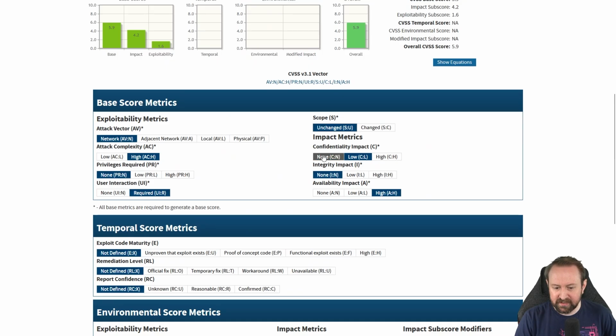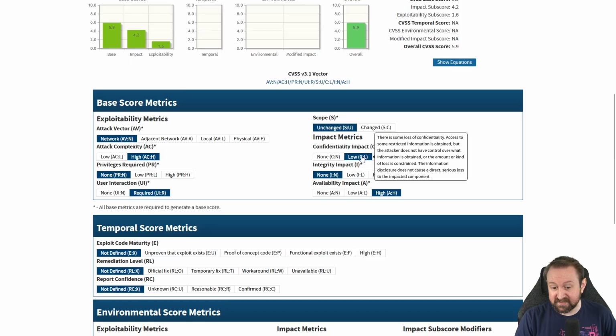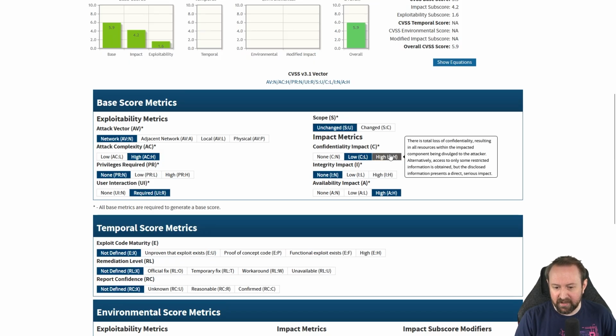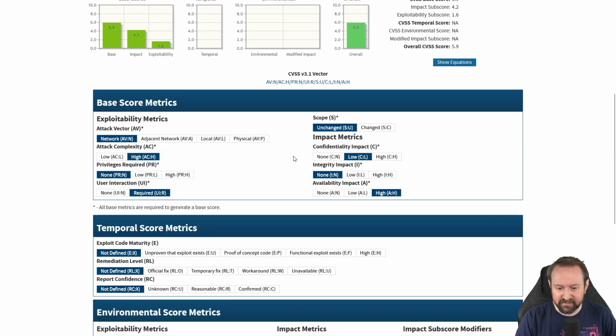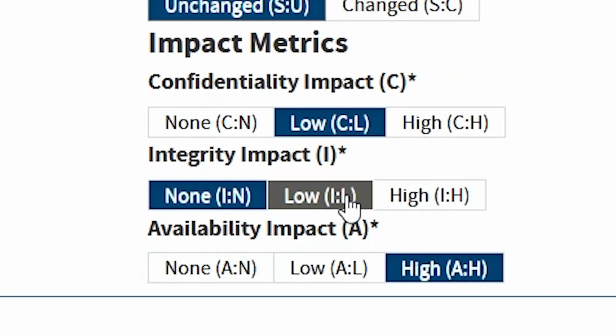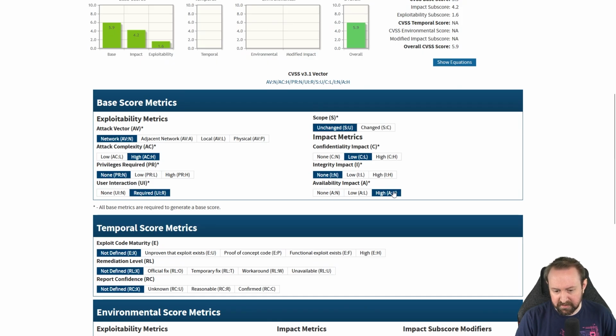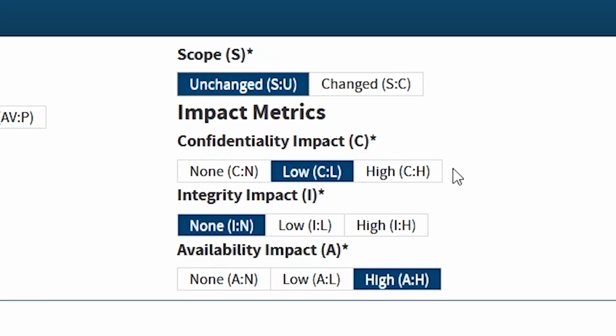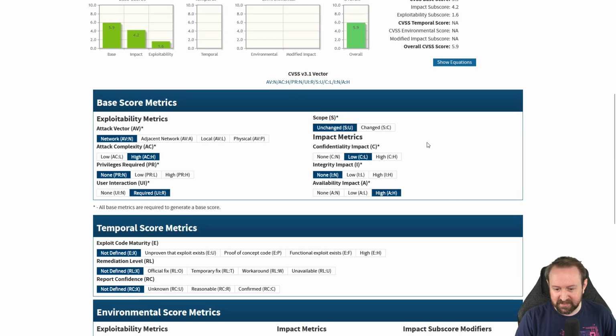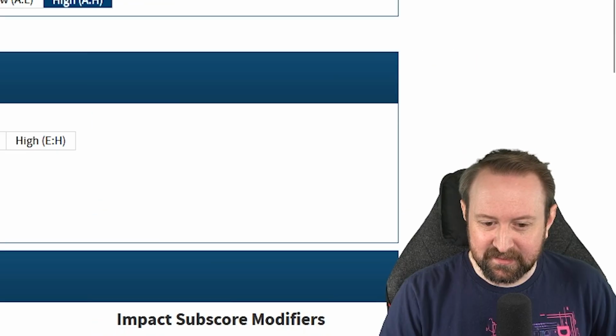So again, confidentiality impact. Basically, there's no loss of confidentiality for a none. Low means there's some loss of confidentiality. High means there's total loss of confidentiality. Integrity, exactly the same thing: none, low, and high. And availability: none, low, and high. These are interesting. Obviously, CVSS was not designed specifically for any kind of vulnerability. So when it comes to web stuff, it's a little tricky.